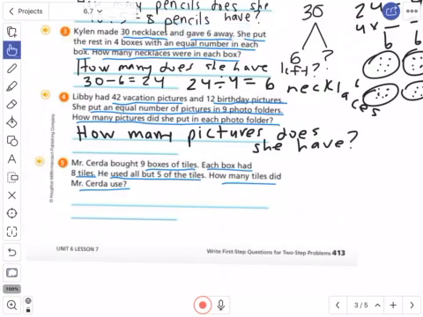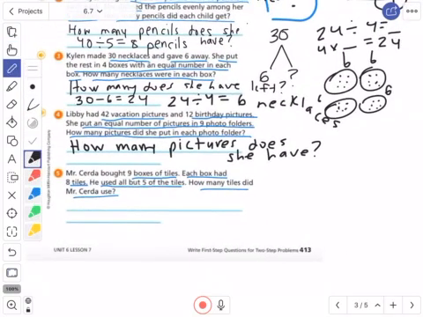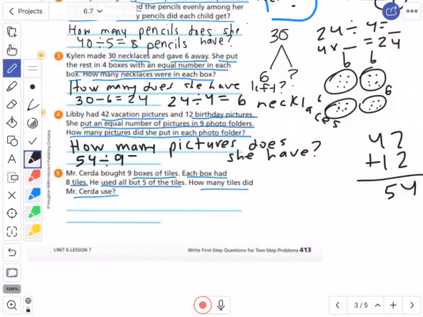Now I'm just going to do an addition one. So I'm going to do 42 plus 12, because 42 are vacation, 12 are birthday. 2 plus 2 is 4, 4 plus 1 is 5, so she has 54 pictures. Then she put an equal number of pictures in 9 folders. That is definitely going to be a division problem. So that's where I'm going to go. 54 divided by 9 equals what?